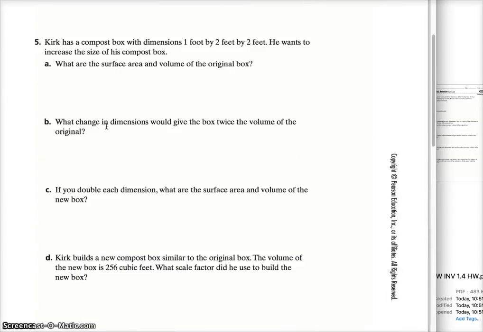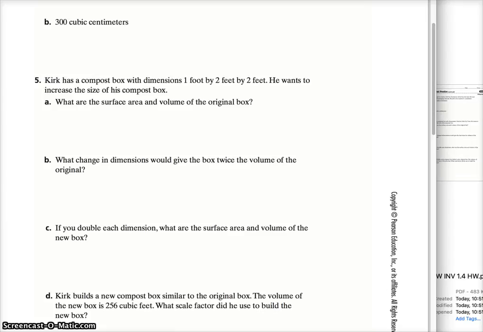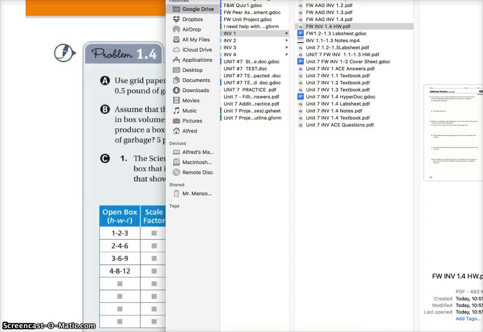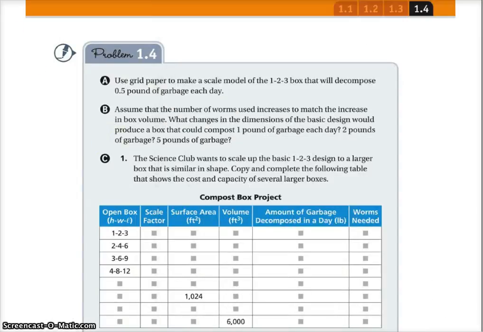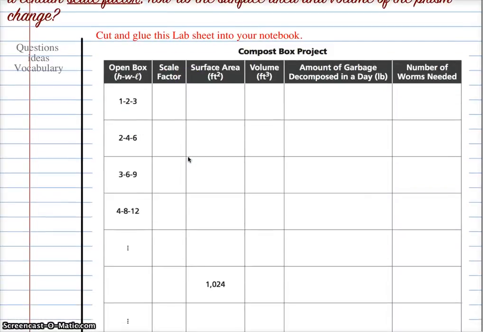Okay. All right, copy down your notes, and we'll work on this activity here based off of this lab sheet.